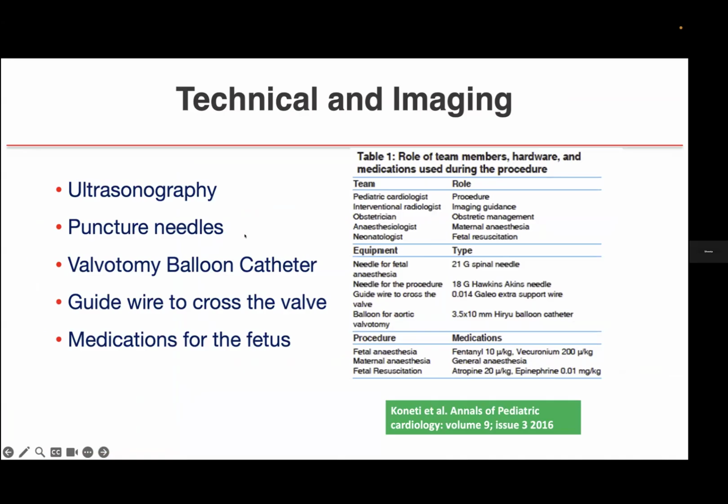We need to have a team of various caregivers, but the entire procedure is done under all aseptic precautions, probably in the OR, under ultrasonography. And there are various puncture needles, especially 18 gauge needles, which are available. There are no custom-made balloon catheters for fetal procedures. The experience comes from the pediatric balloon catheters, and 3.5 mm or coronary balloons are specially used for the valvotomy. And then the wire to cross, and then we have to keep ready a few medicines for the fetus to give anesthesia, and in case there is an emergency.